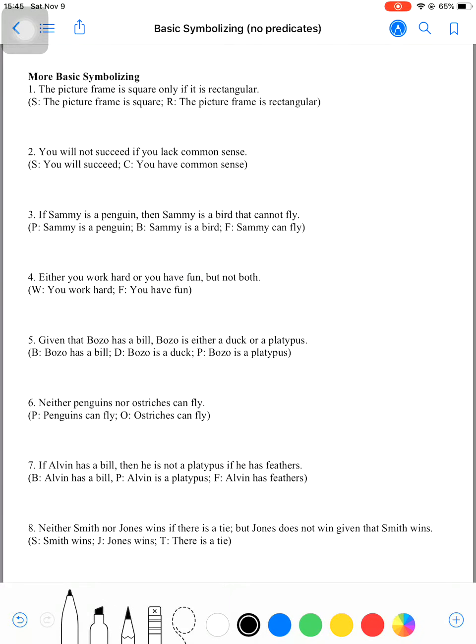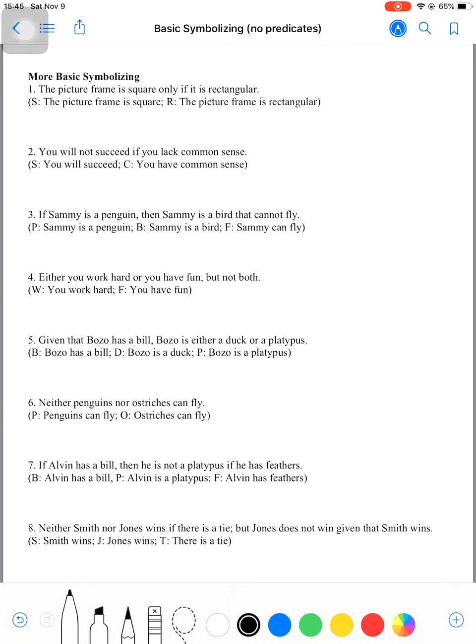If Sammy is a penguin, then Sammy is a bird. In this case, a bird that cannot fly. So cannot here is also going to be a negation of something. Sammy is a penguin is represented by P. Sammy is a bird is B. And Sammy can fly would be F, but it's cannot fly, so it's negation F.